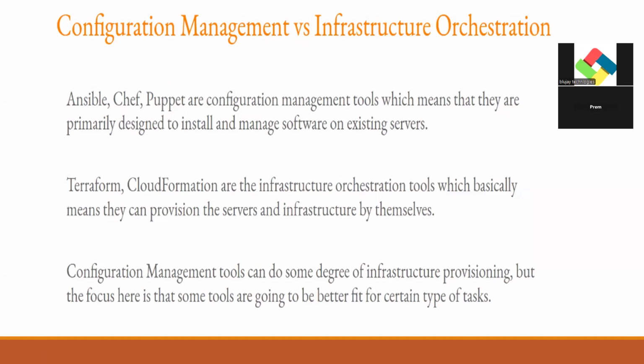Ansible, Chef, Puppet are the configuration management tools, which means they are primarily designed to install and manage the software on existing servers. Terraform and CloudFormation are the infrastructure orchestration tools, which basically means they can provision the servers and the infrastructure by themselves. What are the IAC tools for Azure? ARM templates. For AWS, CloudFormation. Configuration management tools can do some degree of infrastructure provisioning, but the focus here is that some tools are going to be a better fit for certain types of tasks.